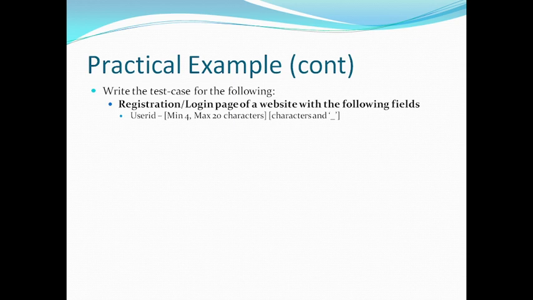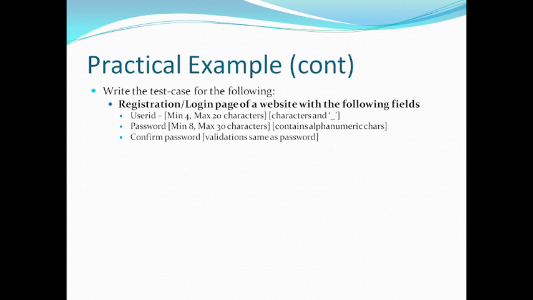So we have user ID with minimum 4 and maximum 20 characters possible, and it can only contain characters and underscore. Password has minimum 8 and maximum 30 characters, and it can contain any alphanumeric characters, right? Confirm password is similar to password, so there are no changes in terms of the field. Password and confirm password has to be same.